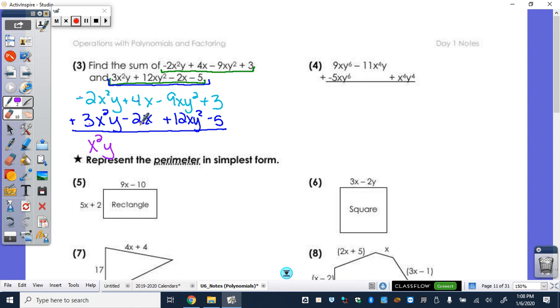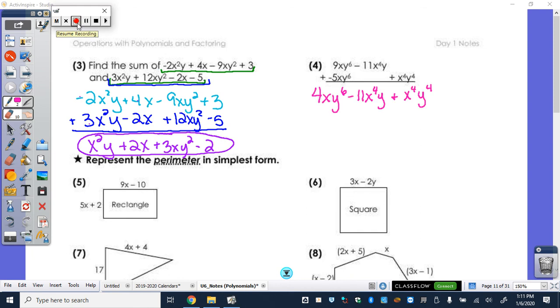4x minus 2x will give me a plus 2x. Negative 9 plus 12 will give me a plus 3. The 12 is positive, so negative 9 plus 12 is plus 3. And then 3 minus 5, negative 2. All right, so what we should have, 4xy to the 6th minus 11x to the 4th y plus x to the 4th y to the 4th. None of those are like terms, so I can't combine any further. That's going to be our final answer for that.